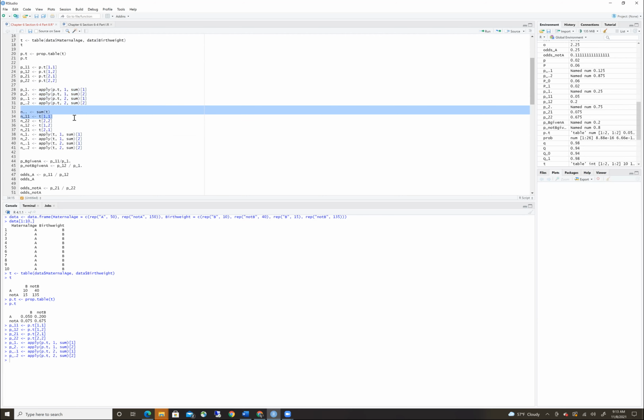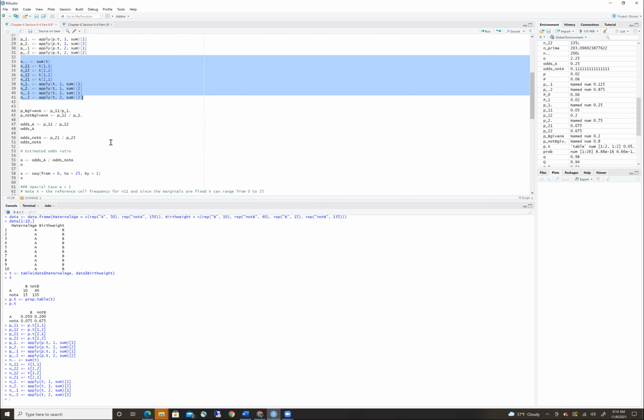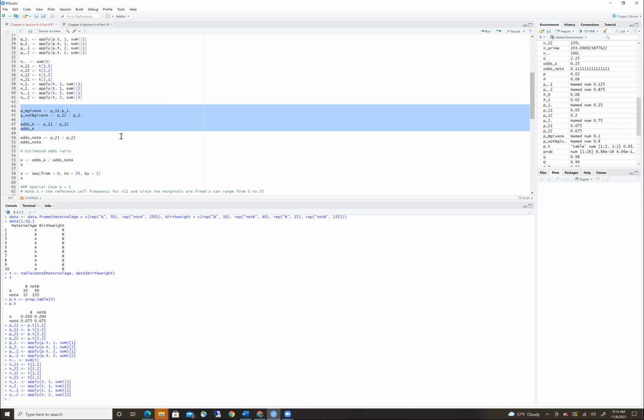So n dot dot is the overall sample size, n11 is the frequency based on T, and then n1 dot down through n dot twos, those are the marginal frequencies. So we've assigned everything, and similar to before, we're going to also calculate the odds ratio by getting the odds of A divided by the odds of not A.